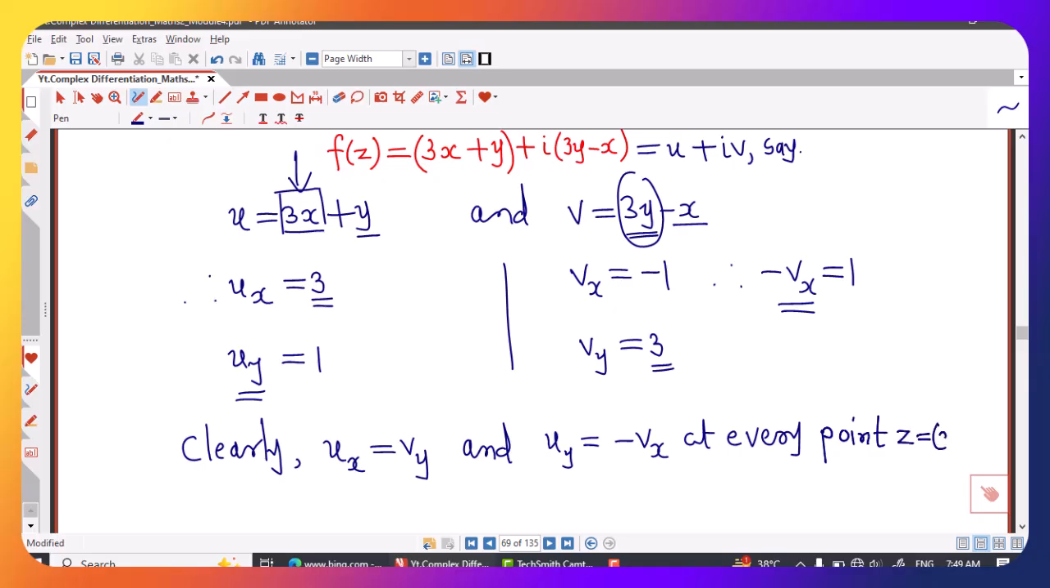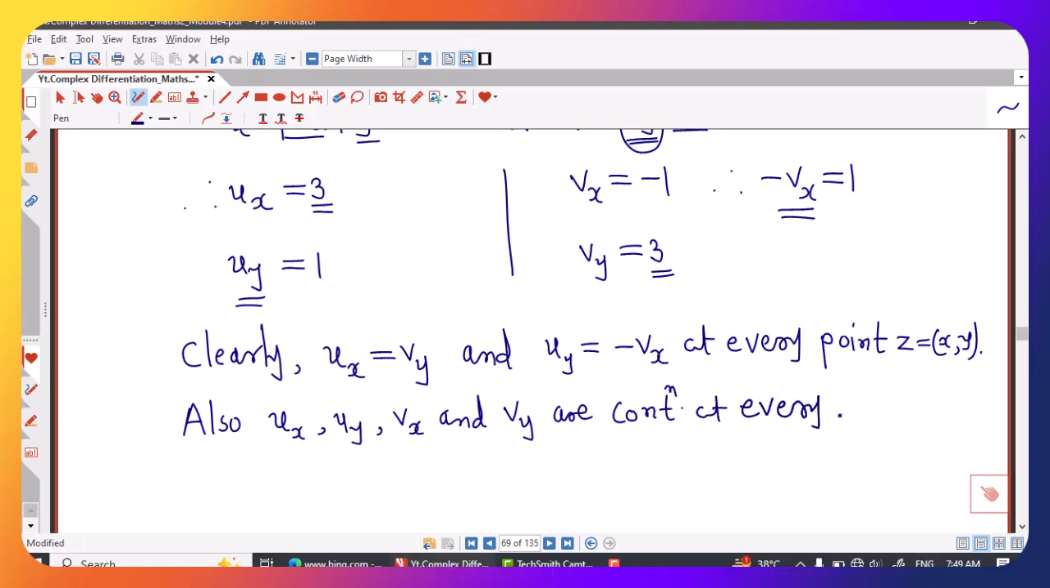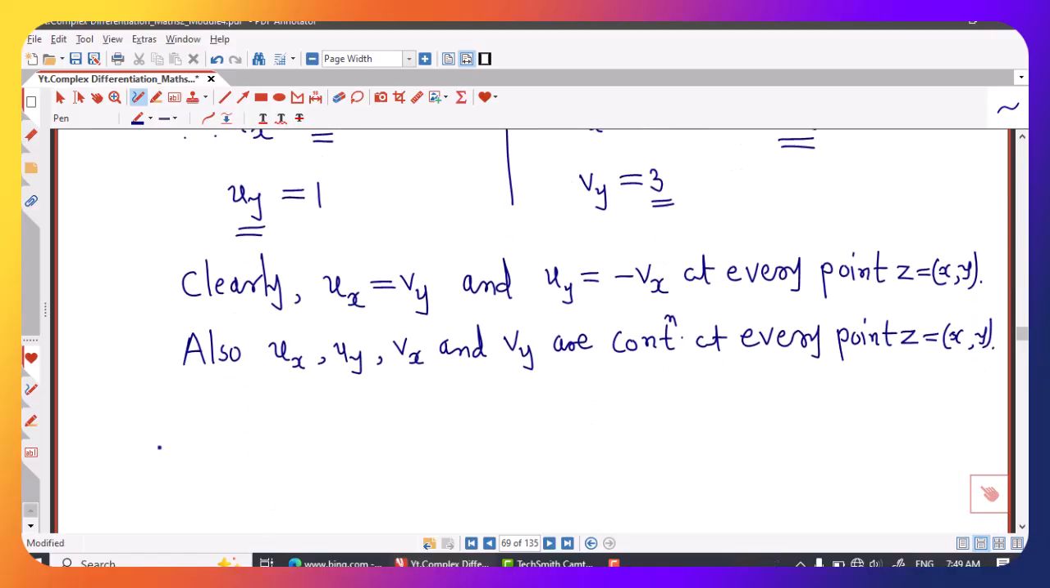z equal to ordered pair x y in the complex plane. And all these first order partial derivatives are constants, therefore they are obviously continuous. We know that a constant function is always continuous, so that also we have to write. Also all these first order partial derivatives are continuous at every point z equal to ordered pair x y in the complex plane. So both the conditions for differentiability are satisfied.